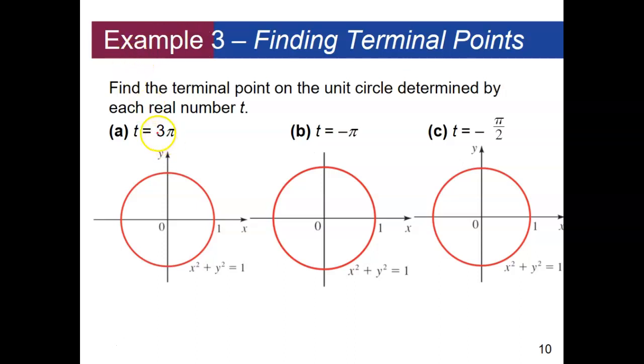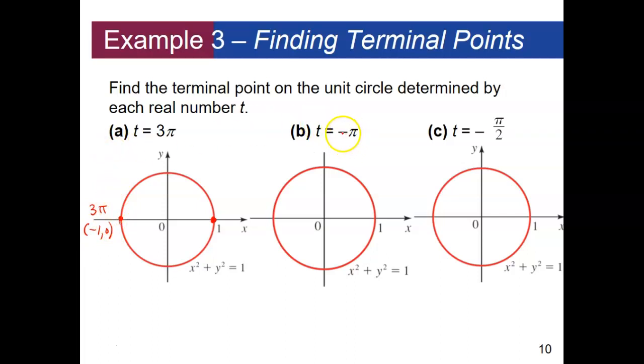Okay, on the first one, we have a positive t value, which means we're going to go counterclockwise. So I'm going to start here, and I'm going to go around. This would be pi, 2 pi, and then 3 pi is going to take me over here. So 3 pi, the location for it is going to be here, and the coordinates will be (-1, 0).